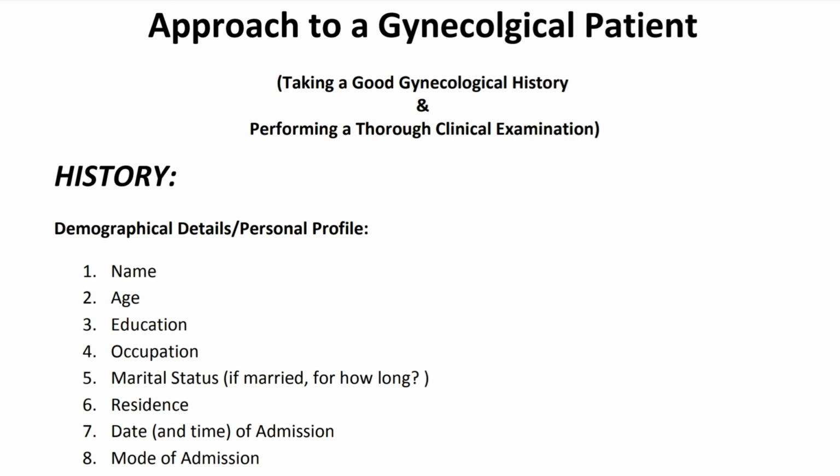Number three, we have education, in order to effectively communicate with the patient. Number four, occupation. Number five, marital status, and if married, for how long. Number six, residence. Number seven, date of admission. And number eight, the mode of admission.